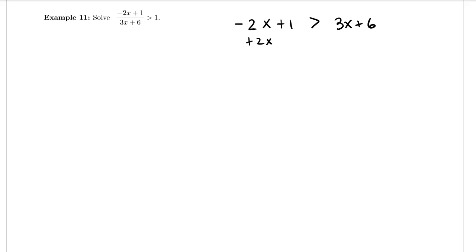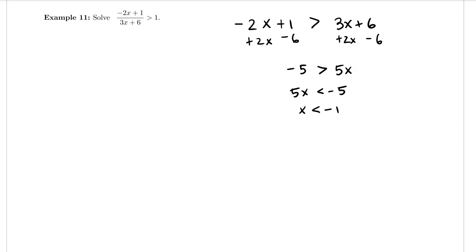I would add 2x to both sides. That would give me 5x, and then I would subtract 6 from both sides. So here I would get 5x, and on the left side I would get -5. I'm going to swap these, so 5x < -5, and then if we divided both sides by 5, we'd get x < -1. Now, this is not the correct way of going about solving this question, and I will show this in just a moment.